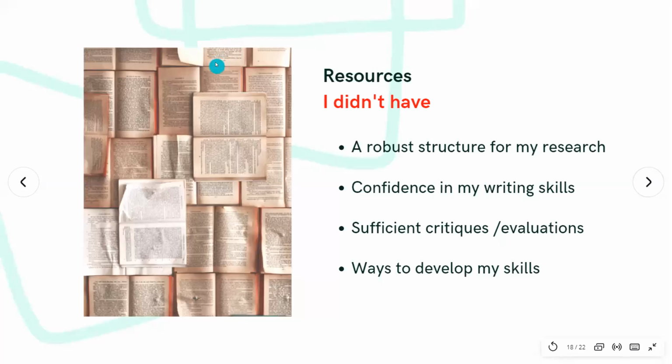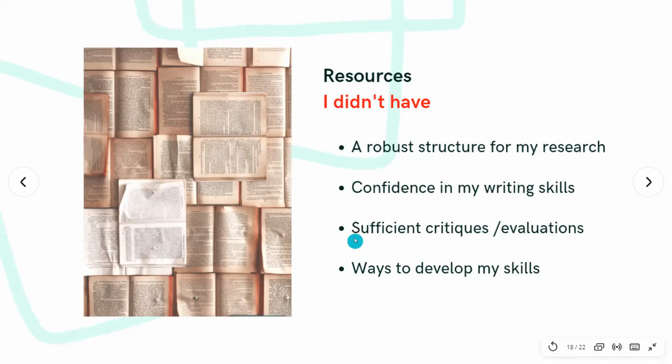So the last section, I'm just going to have a look at a few resources. So I really felt like I didn't have a robust structure for my research. And I don't think this is particularly a reflection on the course or the university I was at, but I didn't really understand what they were giving me. And it took me chasing down webinars and lectures where someone was actually speaking to me to be able to understand what was required. I really lacked confidence in my writing skills as a result of having not written in English for a very long time.